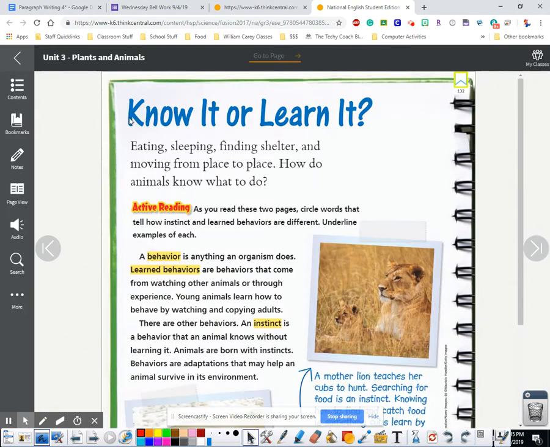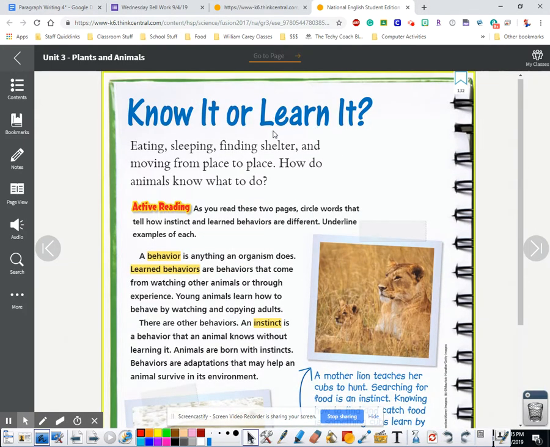So first thing we're going to do is read page 132, Know It or Learn It. Eating or sleeping, finding shelter, and moving from place to place. How do animals know what to do? A behavior is anything that an organism does. So you need to highlight or underline this section right here. A behavior is anything that an organism does.